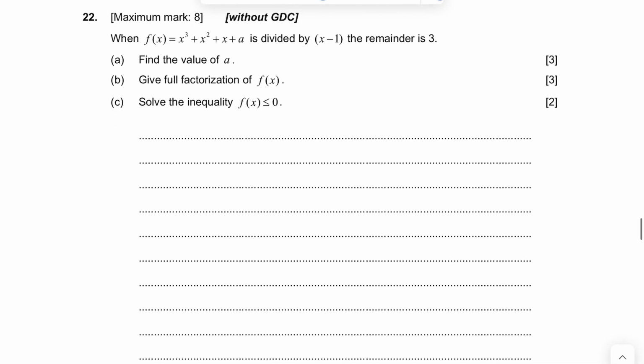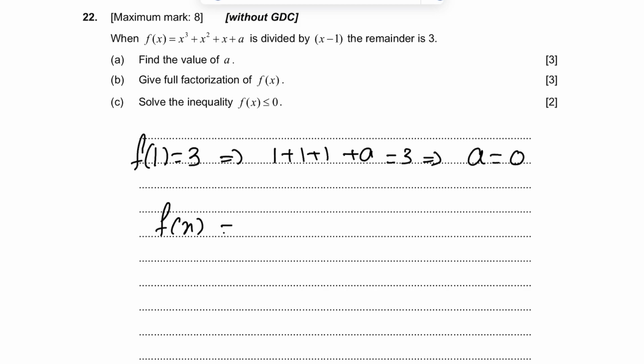Question number 22. f of x is divided by x minus 1. The remainder is 3. So f of 1 should be equal to 3. So 1 plus 1 plus 1 plus a equals 3. It implies a should be equal to 0.